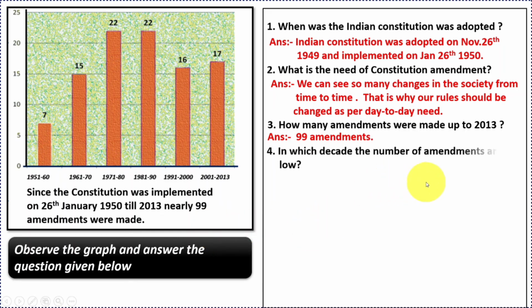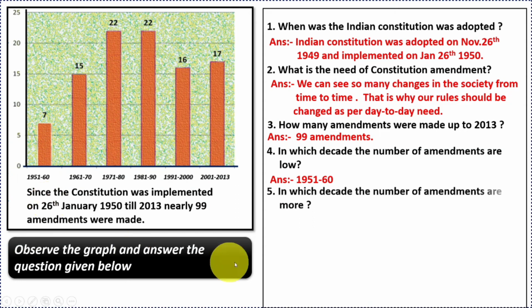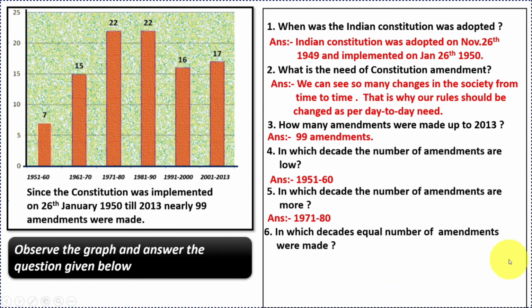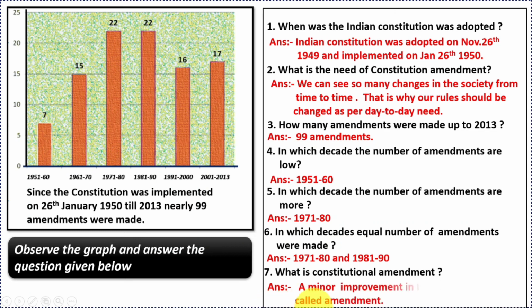In which decade is the number of amendments very low? It was 1951 to 60. In which decade is the number of amendments more? It was 71 to 80. In which decade was an equal number of amendments made? 71 to 80 and 81 to 90, equal numbers of amendments were made. What is a Constitutional Amendment? A minor improvement in the Constitution is called a Constitutional Amendment.